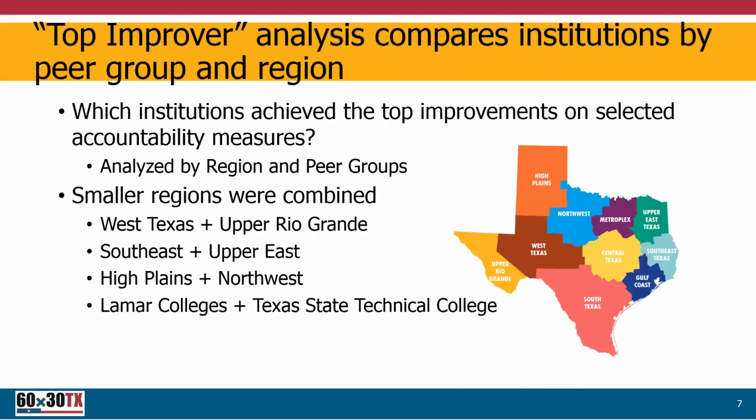So in order to do that, we combined some of the smaller regions. As you can see here, West Texas and Upper Rio Grande were combined. Southeast and Upper East were combined, and High Plains and Northwest were also combined. And those were combined because they were in close proximity to each other, and so we felt that it would balance out the rest of the analysis. And just for this analysis, we combined Lamar colleges and technical state colleges.